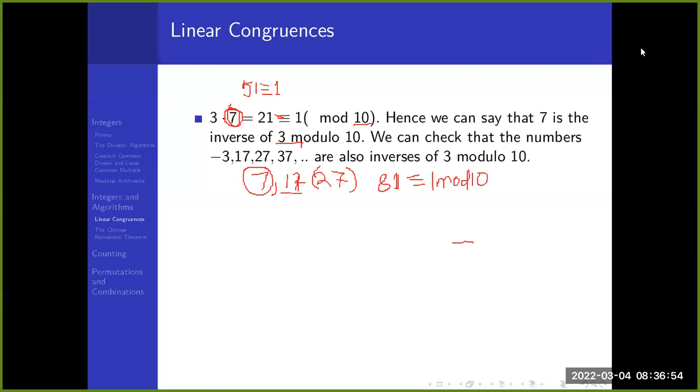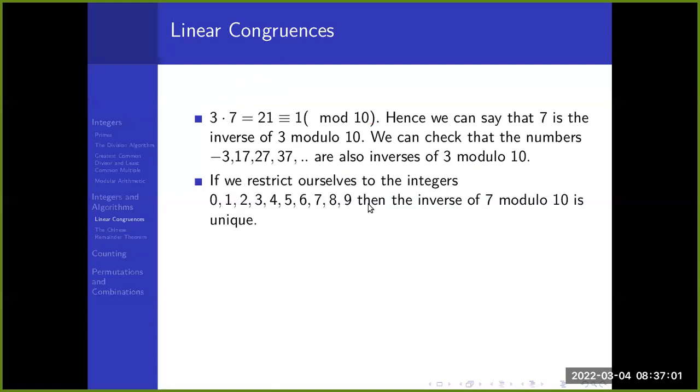But we can make this a little more elegant by restricting ourselves to numbers between 0 and 9. Since we are considering this modulo 10, if we limit ourselves to numbers between 0 and 9, then only one of these numbers will be an inverse of 3 modulo 10. Then we have a unique inverse. But if you want to expand this to the larger set of integers, then any other integer that is congruent to 7 modulo 10 will be an inverse of 3.